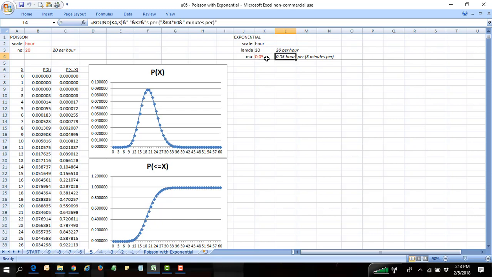In my text, I've translated that into minutes by multiplying by 60, just so I can have something visual. So I'm expecting these arrivals to happen every 3 minutes, but do they actually happen every 3 minutes?